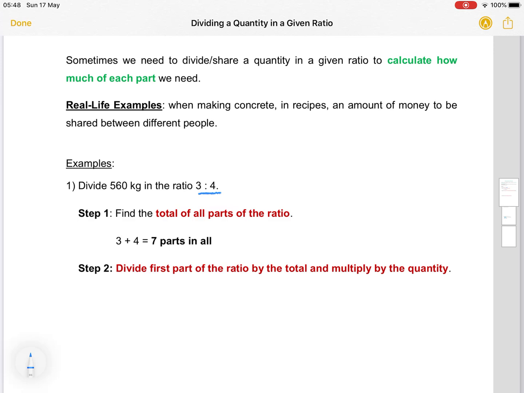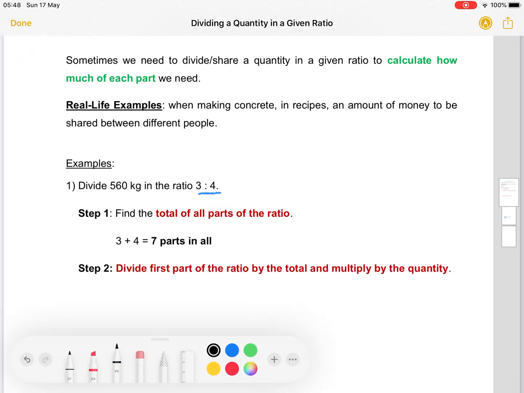Now, step 2 is that we need to divide the first part. The first part is the 3, of the ratio by the total. So I have to divide 3 by 7 and then multiply by the quantity, multiply by 560. It's like you're finding a part of the total and you multiply by the quantity, so it is 3/7 of the 560 kilograms. Let's write it down.